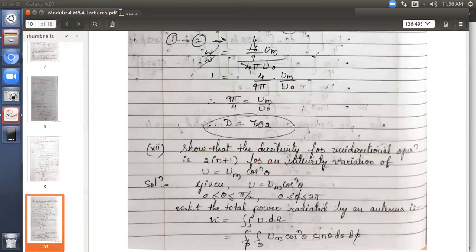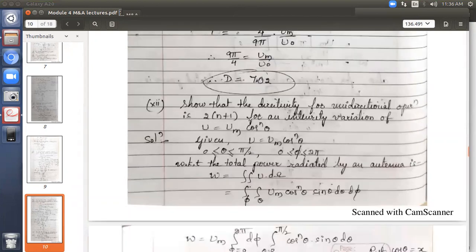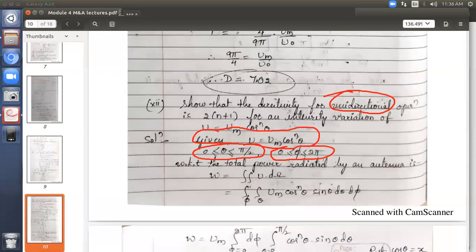So let's start solving this. Given u equals u m cos raised to n theta, and it is unidirectional. So the ranges are theta 0 to pi by 2 and phi 0 to 2 pi. We need to follow the 3 steps. Even for the derivation, let us follow the same steps we followed for the problems. So W is equal to the double integration of u into d omega.